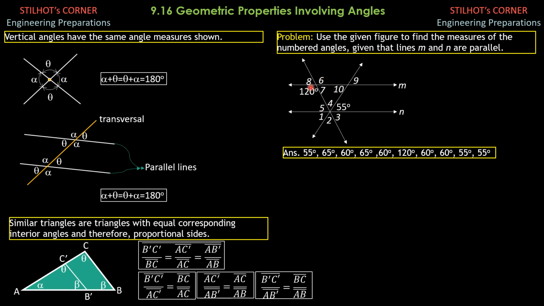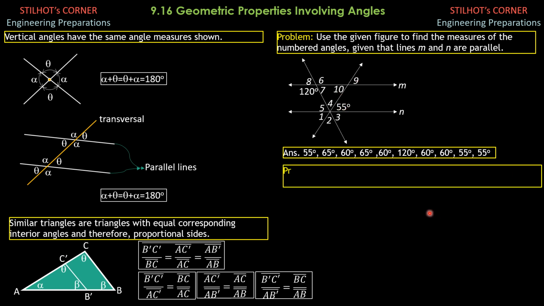Angle 6 is equal to 120 degrees. Angle 7 is 60 degrees. Angle 8 is 60 degrees. Angle 9 is equal to angle 10, which equals this angle, 55 degrees, as explained. But that's it for that problem.